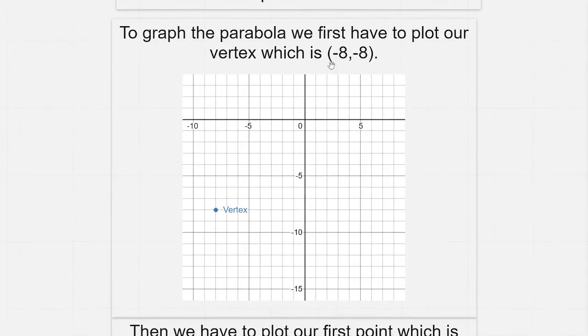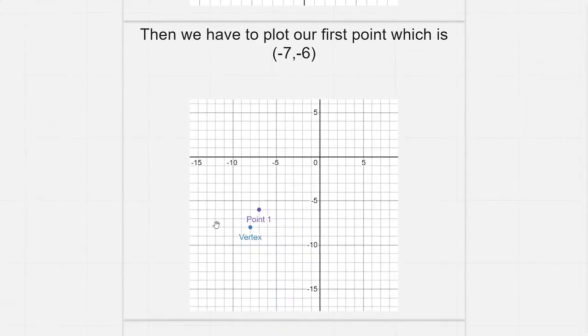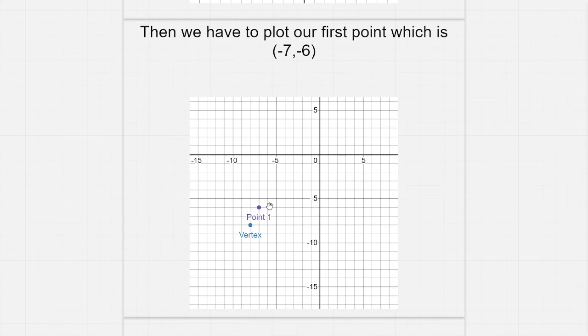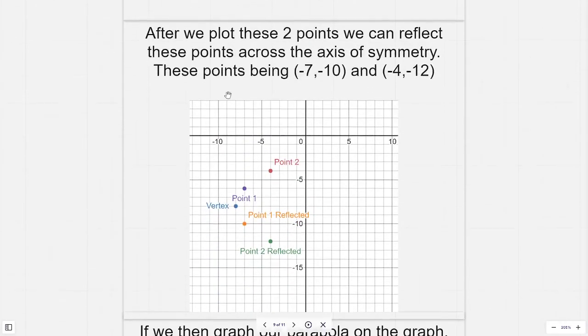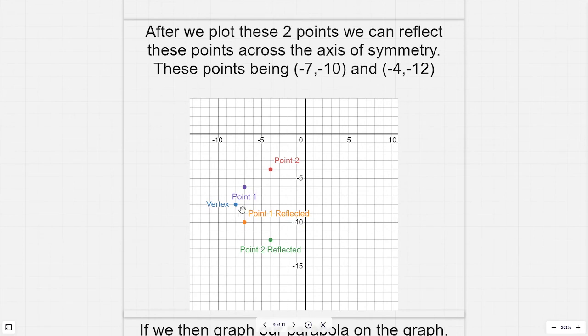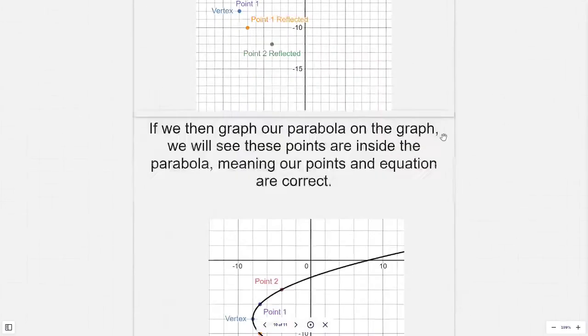Next, we have to graph our vertex, which is negative 8, negative 8. Then we have to graph our first point going up 2 over 1, which is negative 7, negative 6. And then we graph our second point, negative 4, negative 4, by going up 4 over 4. Then we can reflect these points over the axis of symmetry, our first reflected point being negative 7, negative 10, and our second reflected point being negative 4, negative 12.